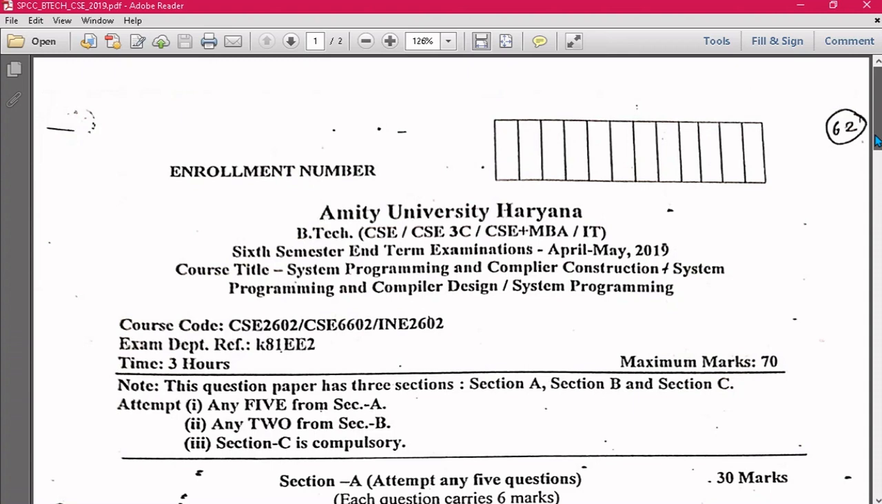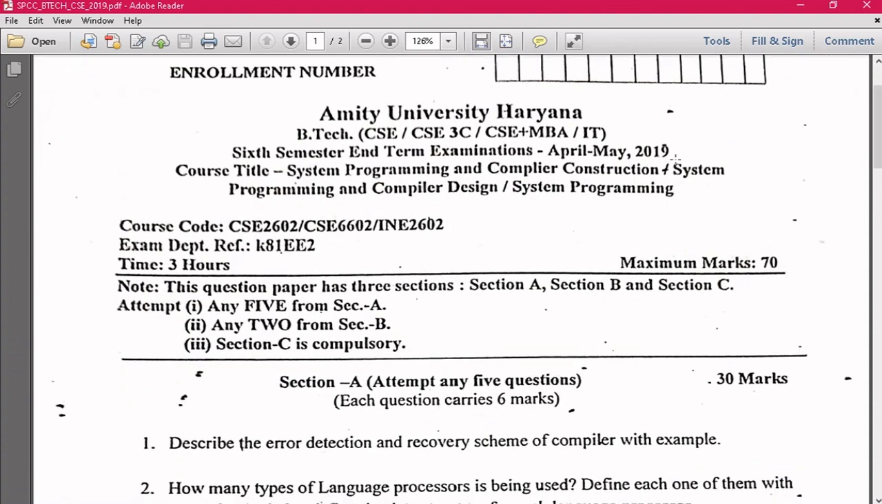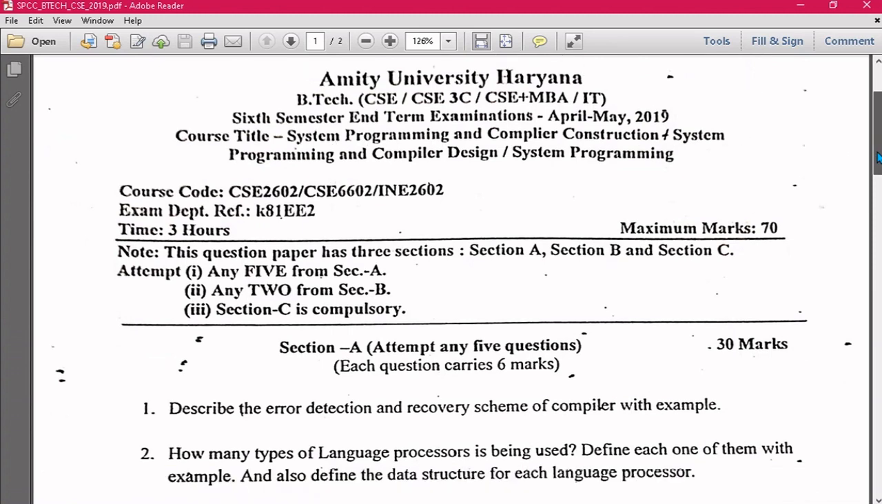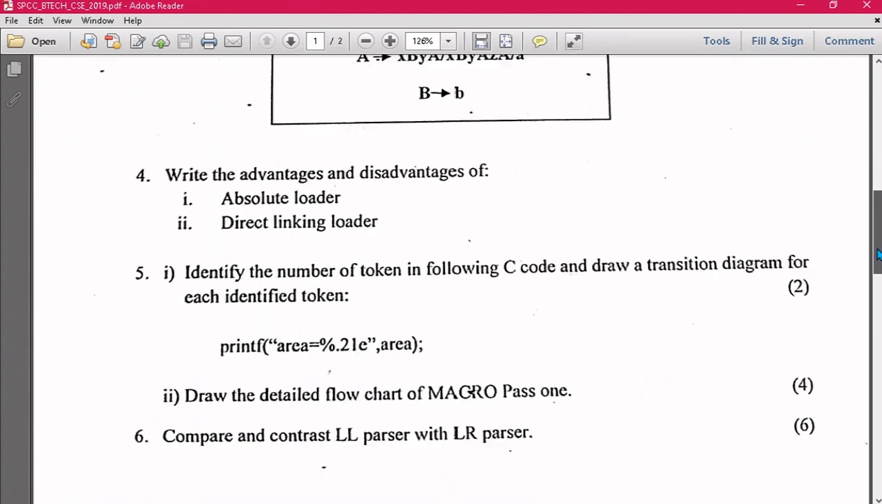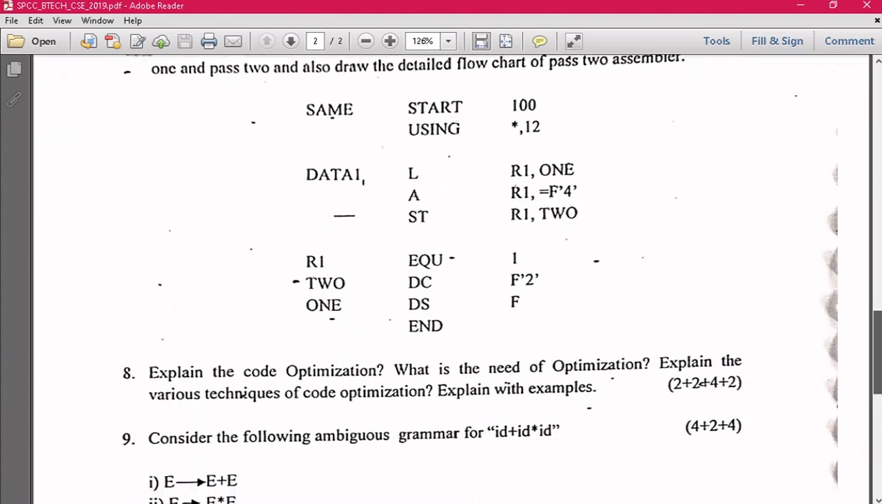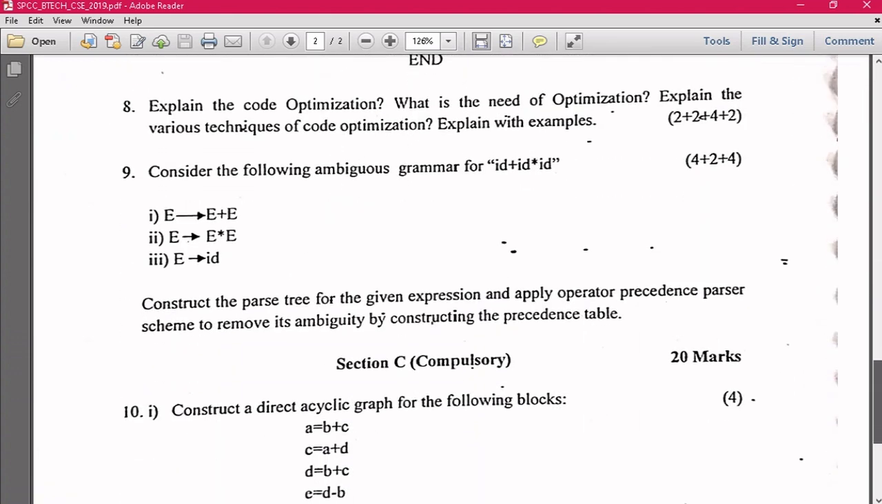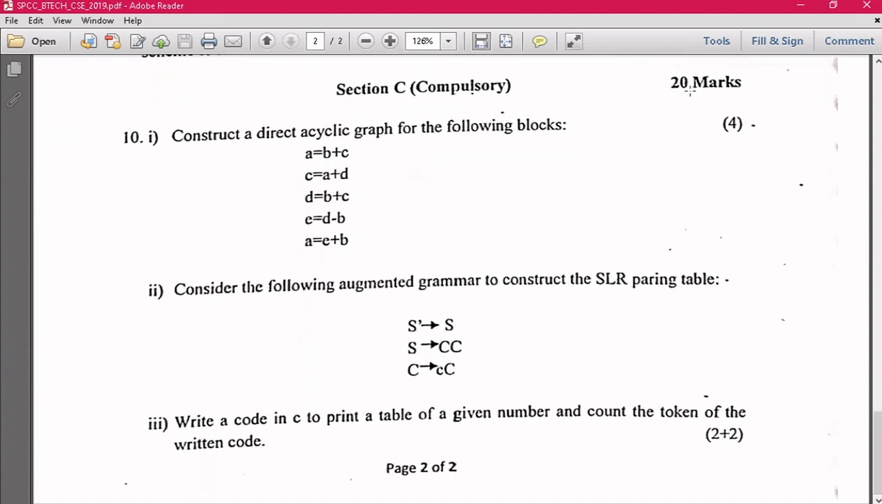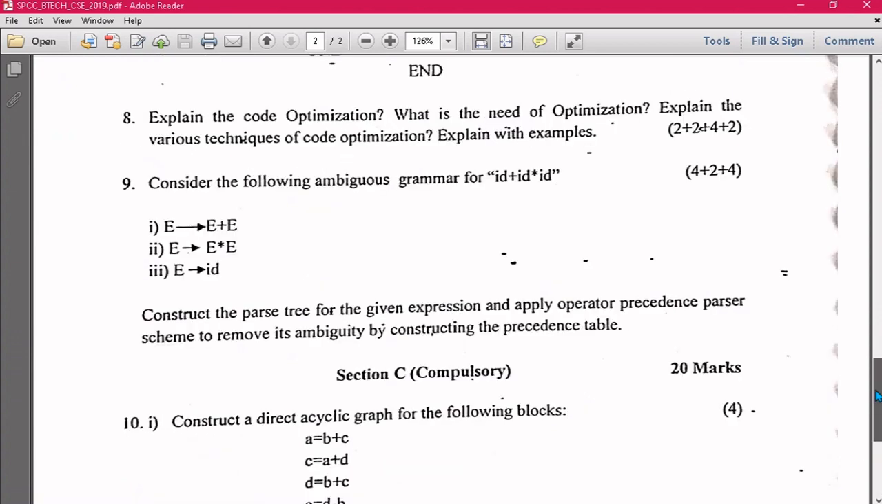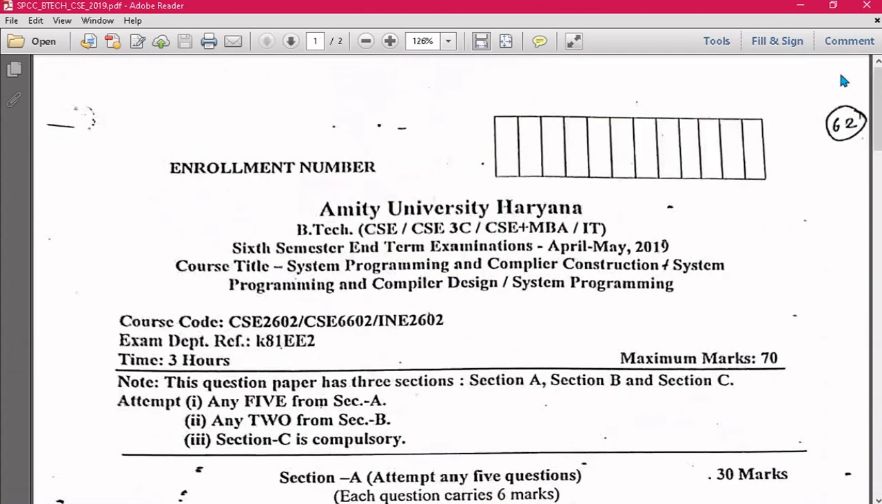Hello everyone. Now let's discuss the interim paper of 2019 for the subject System Programming and Compiler Construction. If you go through the overall paper, you can see we have some numericals as well as theory. So it is a good paper as it is a mix of both theory and numerical, and you can see that the 20 marks question is totally about numerical or logics. So this is a very good paper.